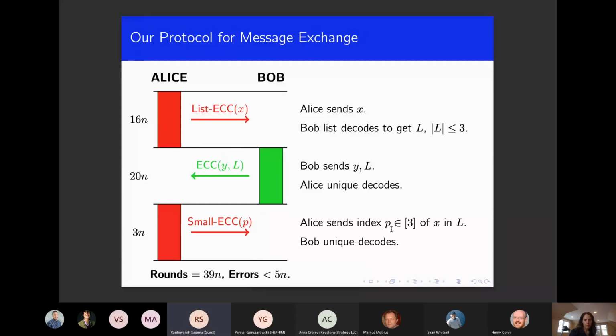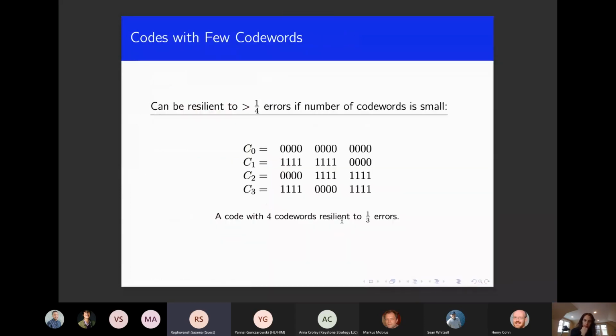Okay. But this smallness of the error correcting code gives us a higher error resilience. And what do I mean by smallness? I mean that the error correcting code has only 4 code words. Usually when you want error correcting codes, you're worried about the asymptotics. You want to encode many messages, let's say 2 to the n messages, and you want code words for each one of them. Here I'm not in the asymptotic regime. Here I'm in the small n regime, and I only have an error correcting code with 4 code words.